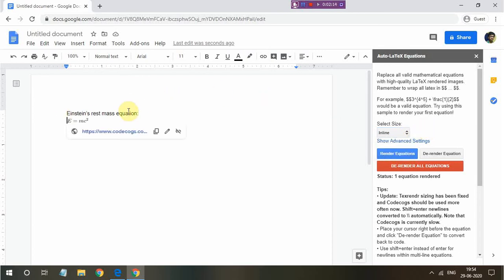Now once you've done this, if you want to de-render this, you place the cursor immediately before the equation and click de-render equation. Now you can choose automatic and render this equation again, and this time you'll see it will be a bigger one. As you can see, it's slightly bigger.